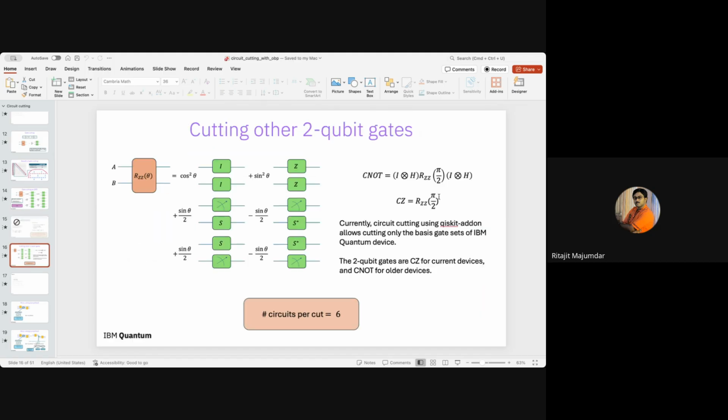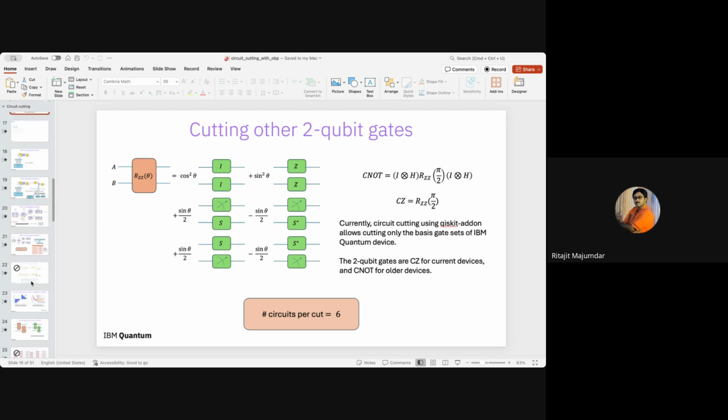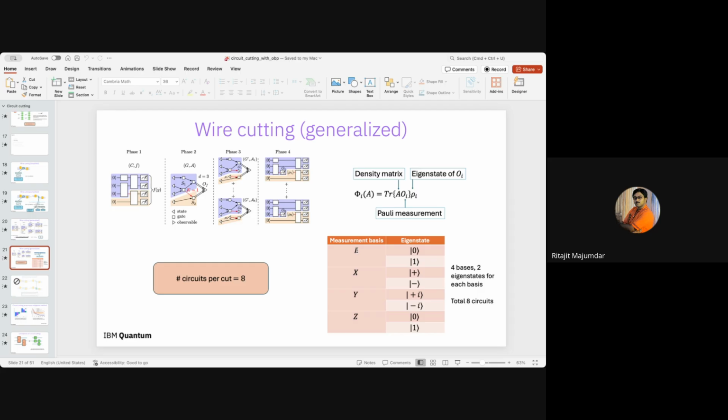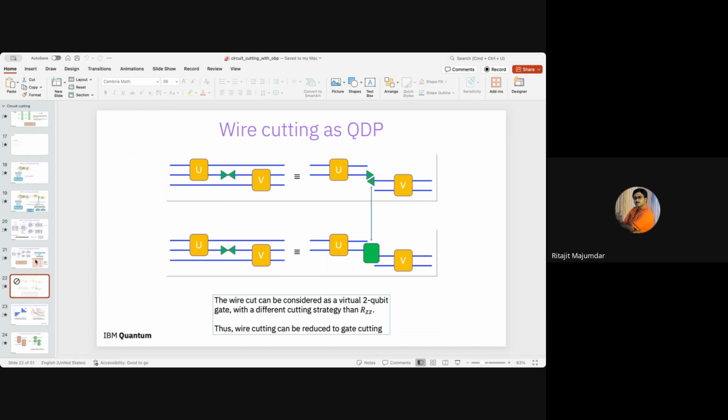So as I was showing you, with the RZZ gate, today we have C0 gates and CZ gates, and with the RZZ gate, by fixing the angle properly, you can create those gates. So if you know how to cut RZZ gates, you know how to cut C0 gates and CZ gates. And similarly, if you want to cut wires, you can think of this gate as getting cut in this way. You are preparing the first qubit in the measurement basis and the following qubit in the corresponding eigenstate. So this is how the cutting goes essentially.